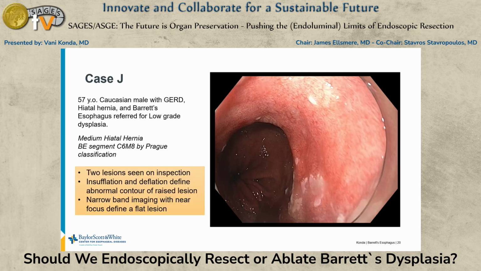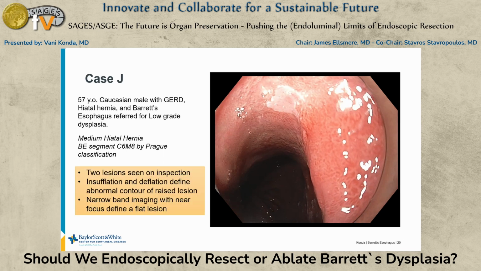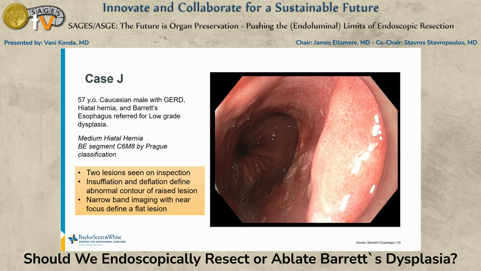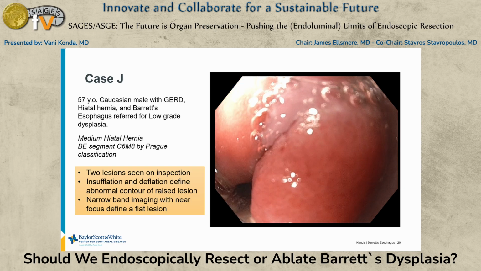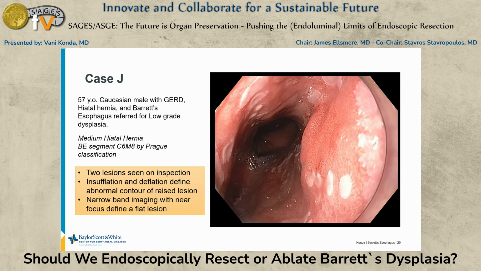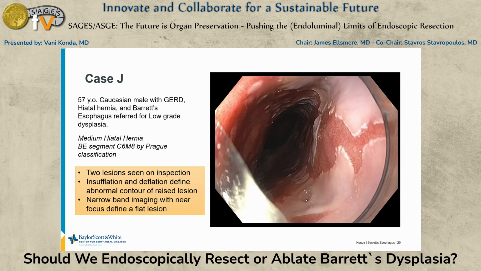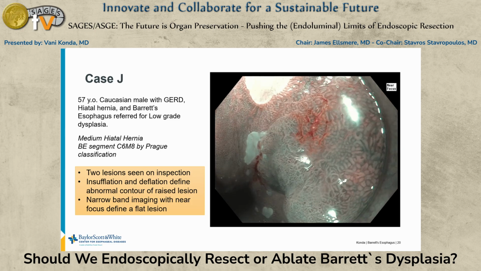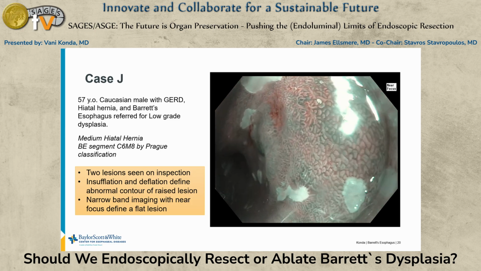As we look on this, we can appreciate 2 lesions. One we can see on white light around 3 o'clock here. And the insufflation and deflation during the endoscopic examination really helps us appreciate the abnormal contour of that wall with it, so we can see that lesion a little bit better. We can also appreciate another lesion at the very proximal segment. We'll go back to that.